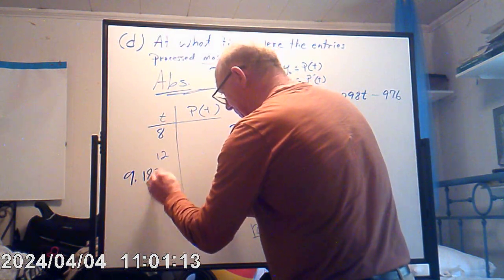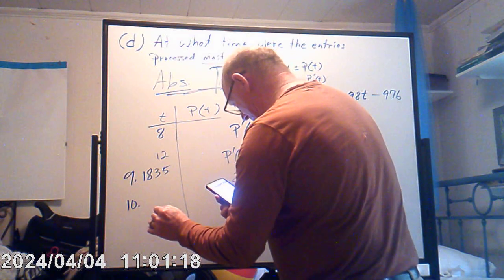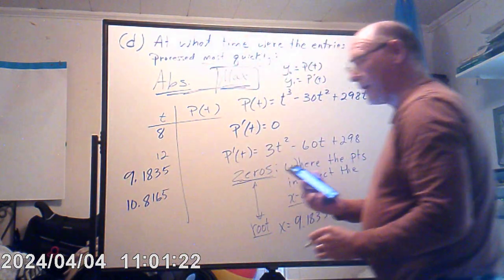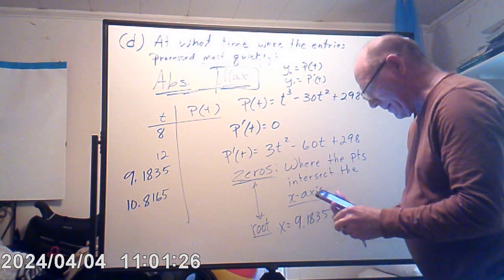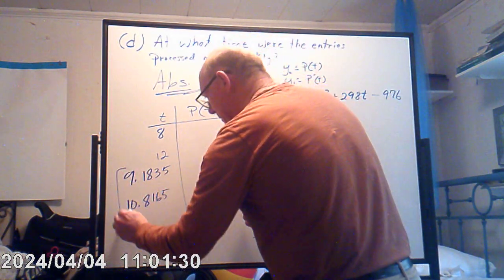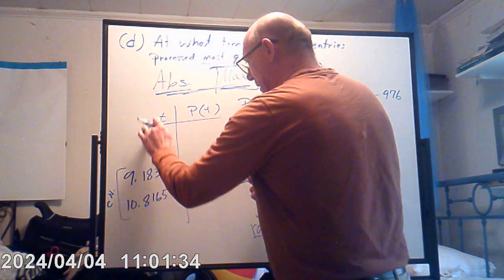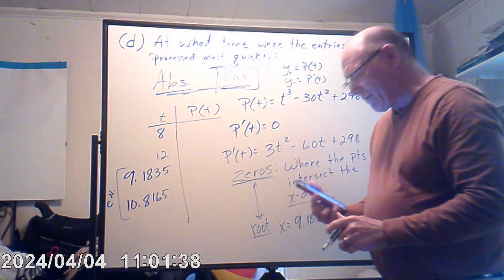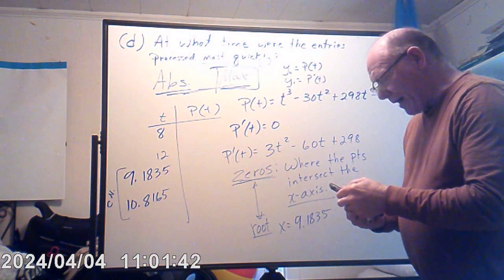9.1835, and then the other one was 10.8165. Okay, just like that. Once I got those numbers, these are called critical numbers right here, and these are your endpoints. You have to remember to try out every last one of them. So this is what I got real quickly.